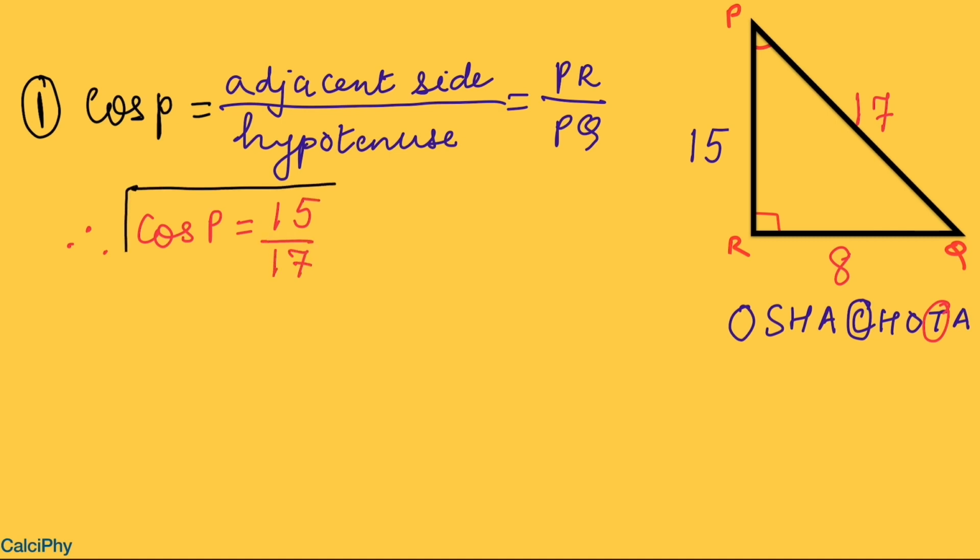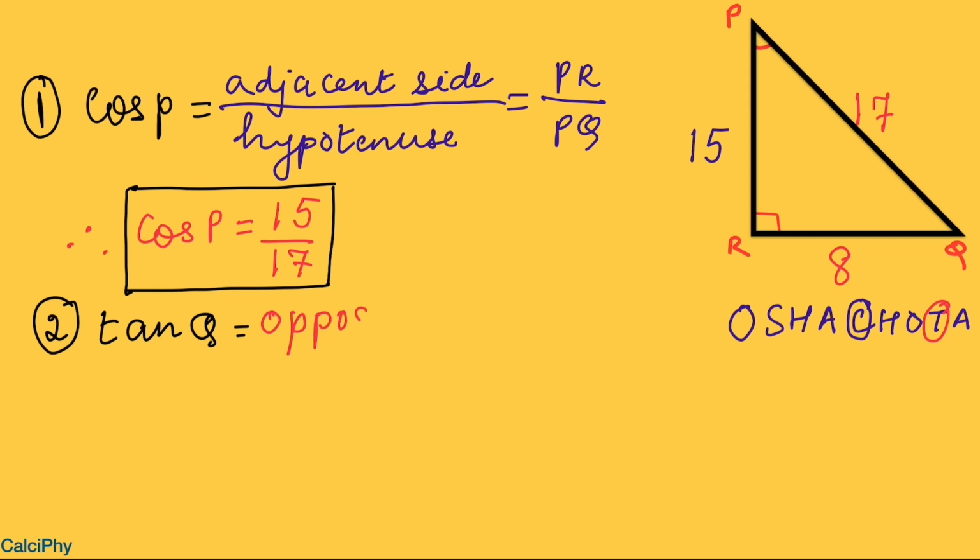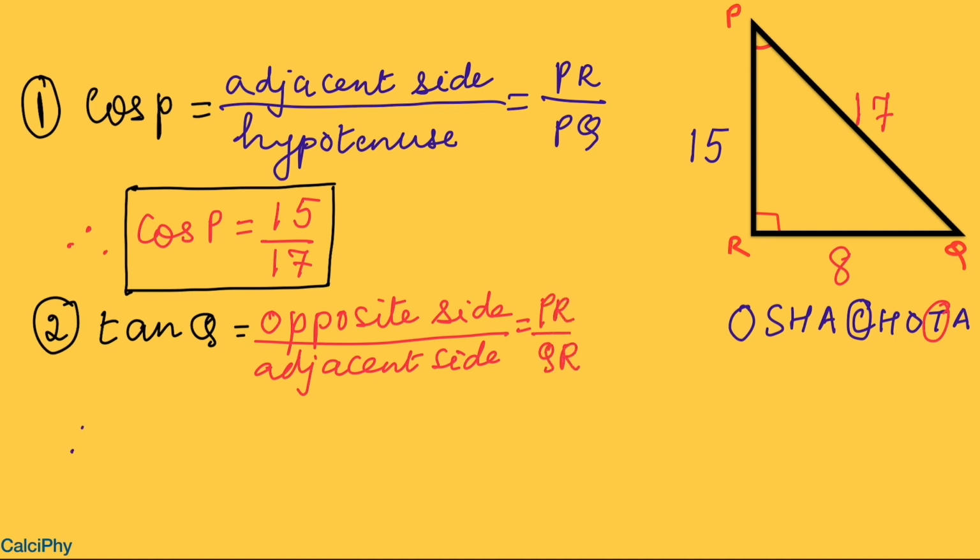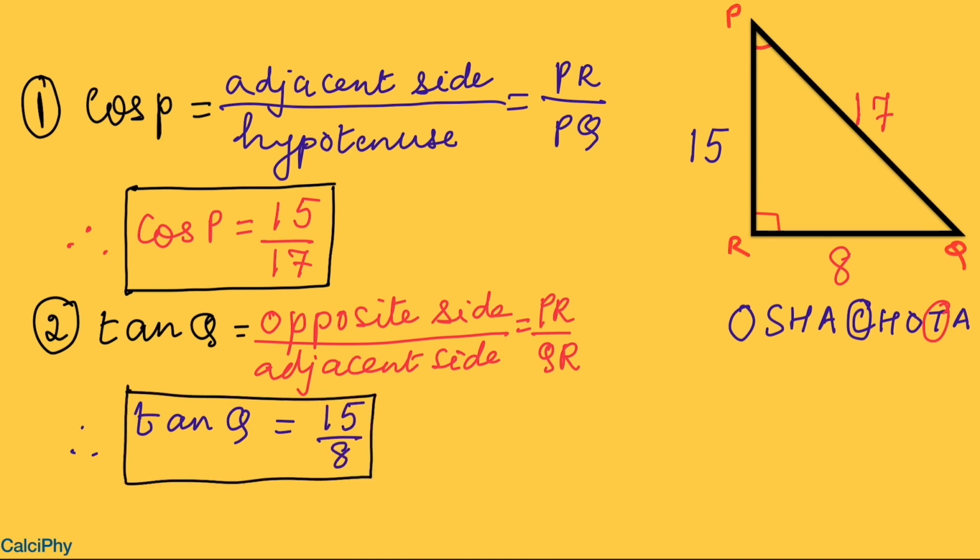Similarly, for tan Q, tan is equal to O upon A, right? So, tan Q is equal to opposite side upon adjacent side. Which is the side opposite to angle Q? PR. And the adjacent side QR. So, tan Q is equal to PR upon QR, that is 15 upon 8.